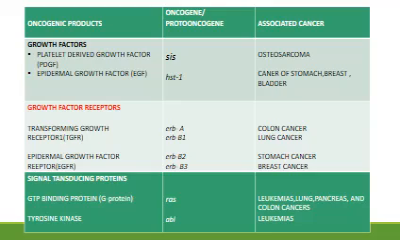So when you look at the cis oncogene, the oncogenic product is PDGF or platelet derived growth factor. The type of cancer it causes is osteosarcoma. The HST1 gene, the oncogenic product, is the epidermal growth factor, and it can cause cancer of the stomach, the breast, and the gallbladder.